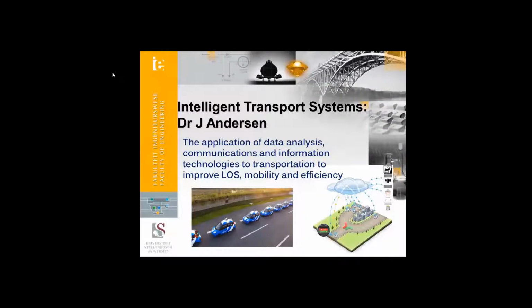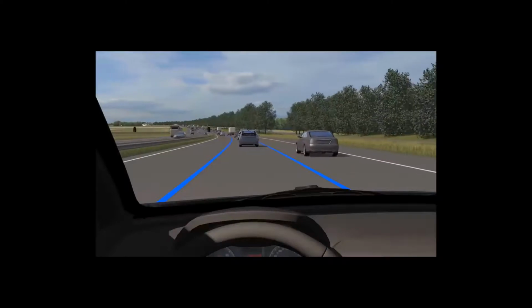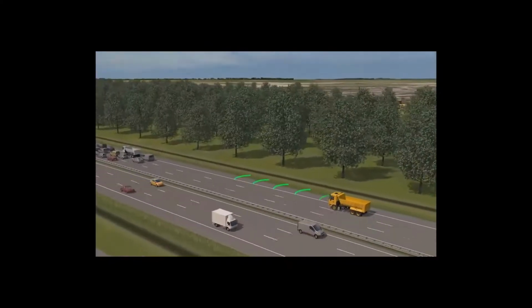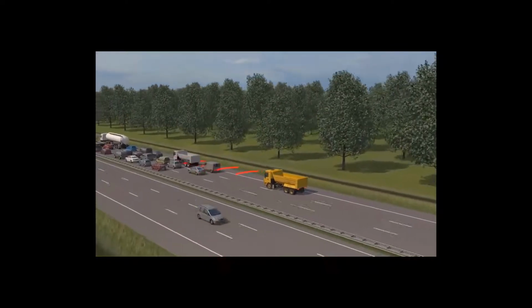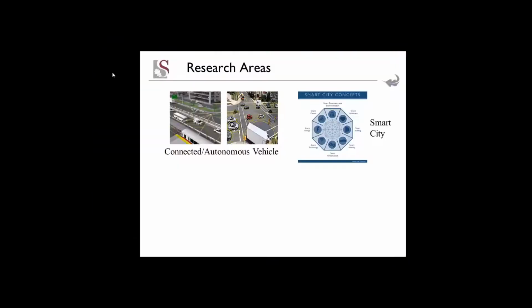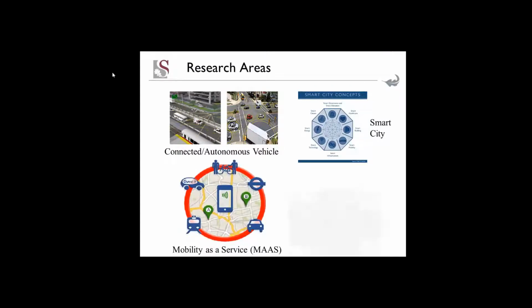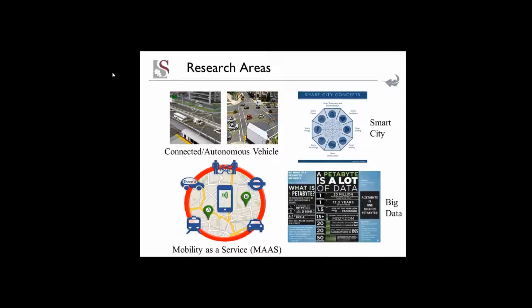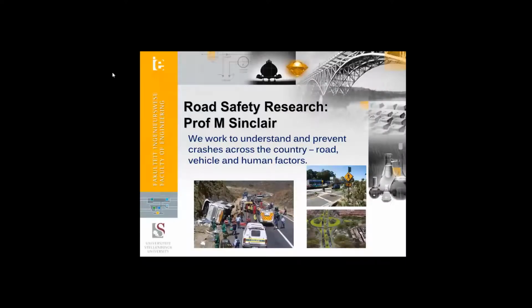Intelligent Transportation Systems is offered by Professor Anderson, and this involves application of data analysis, communications, and information technologies to transportation to improve level of service, mobility, and efficiency, including connected or autonomous vehicles, the smart city concept, mobility as a service, and increasingly across all 3 of our areas, the use of big data. And then finally, my area is road safety, and here we work to understand and prevent crashes across the country, looking at road, vehicle, and human factors.